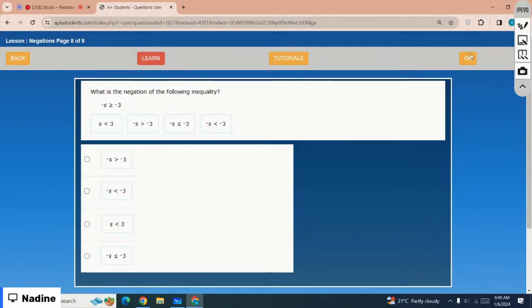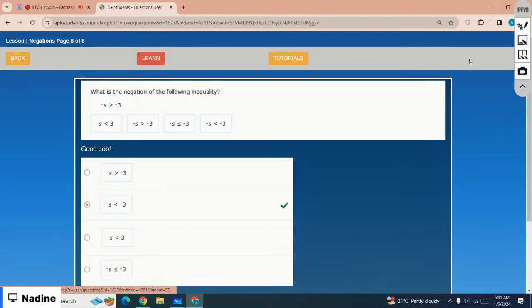Okay, the next one: what is the negation of the following inequality? The correct option is negative s is less than negative 3. Got it?